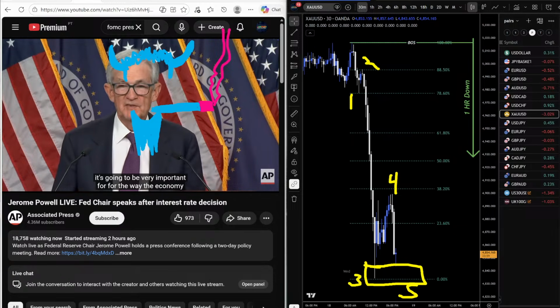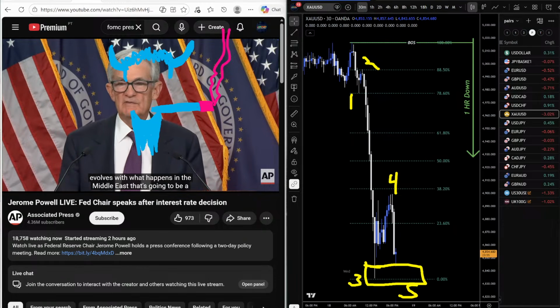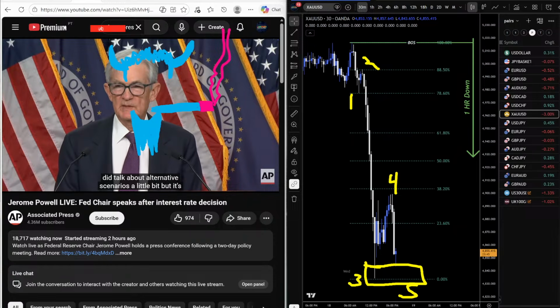I don't know how it's going to affect our thinking. I really don't. And we did talk about alternative scenarios a little bit, but I wouldn't bring that in here. It's very uncertain, and I just want to remember that we don't know, and we shouldn't assume it's going to be one thing or another.